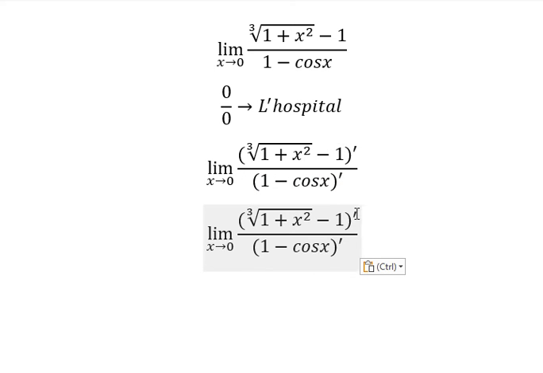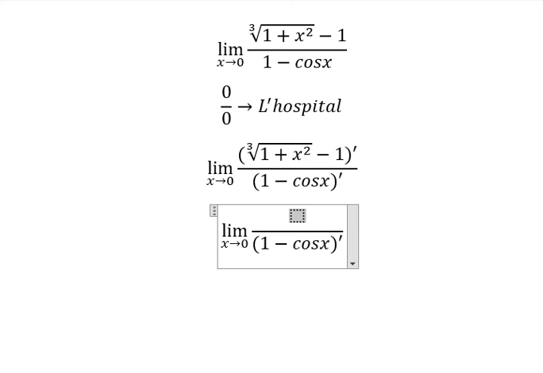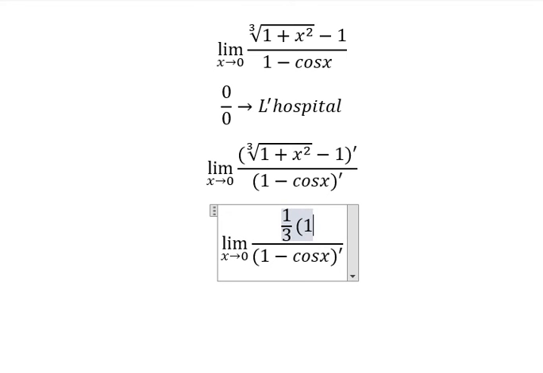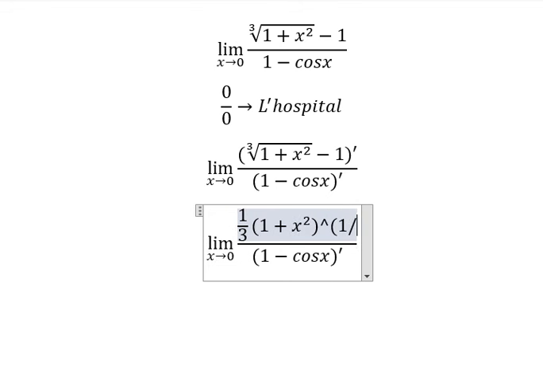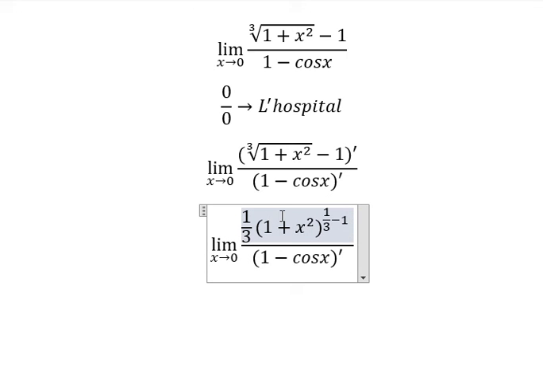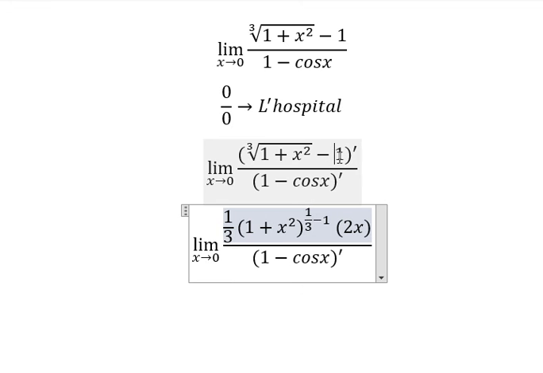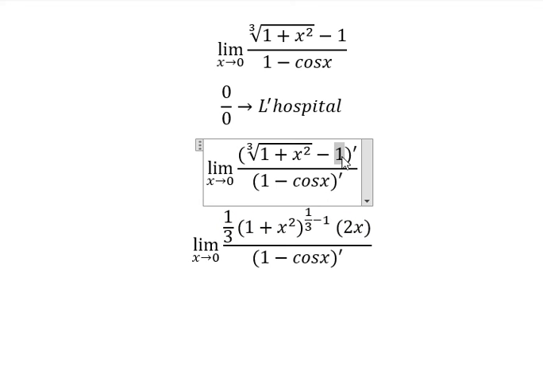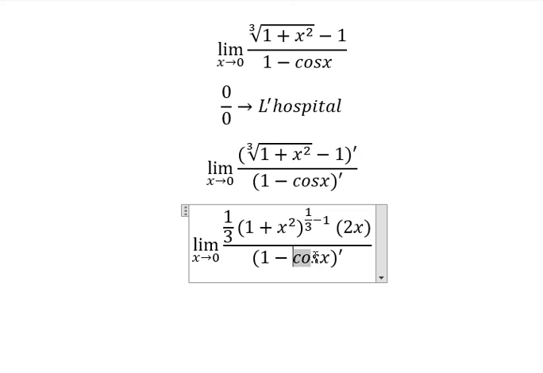So the first derivative of this one, we will have 1 over 3, and we have (1 plus x) to the power of 1 over 3 minus 1. And later we take the first derivative of 1 plus x squared, and we have 2x. This is a constant, so you get 0 in here. The first derivative of cosine x is negative sine x, negative and negative, and we have sine x.